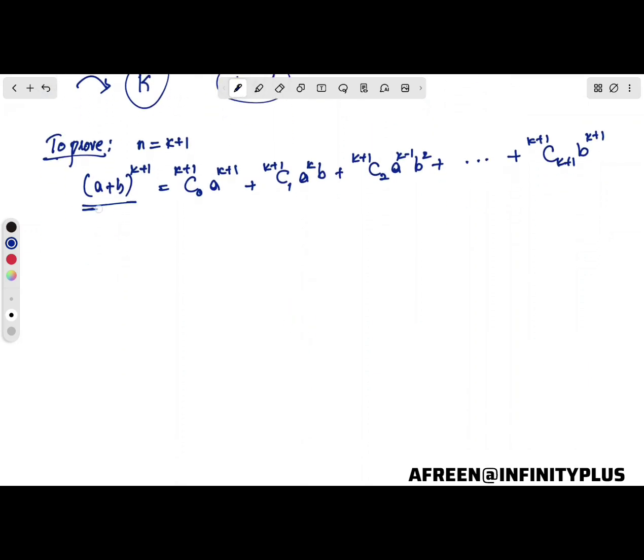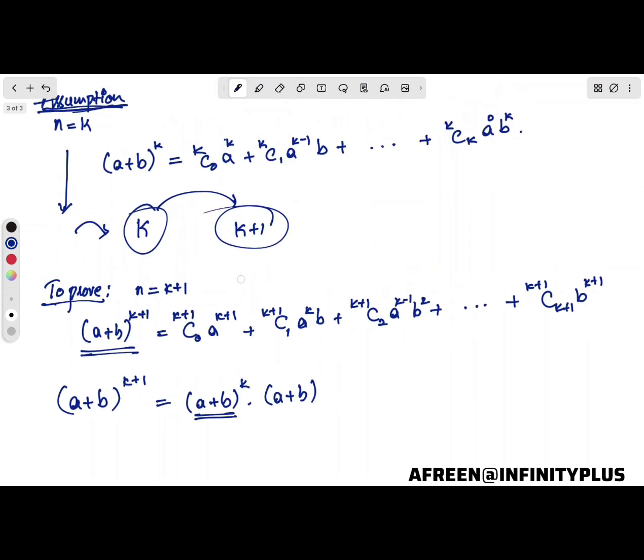Whatever the LHS is, you write it as it is: (a + b)^(k+1). This can be written as (a + b)^k into (a + b) by the use of the law of indices. Since we know the (a + b)^k value, what is the (a + b)^k value?